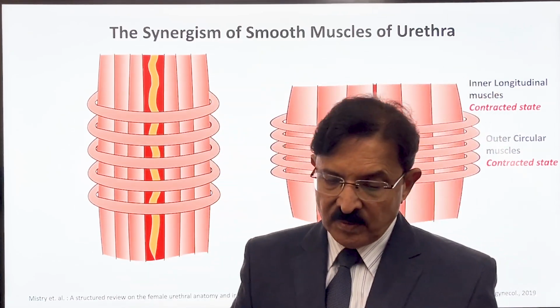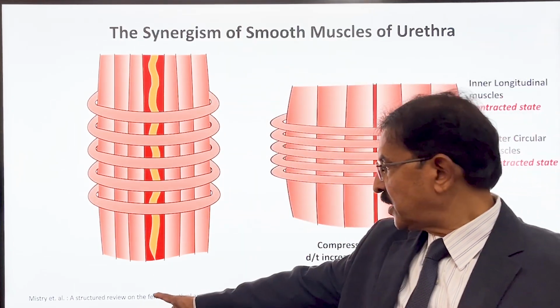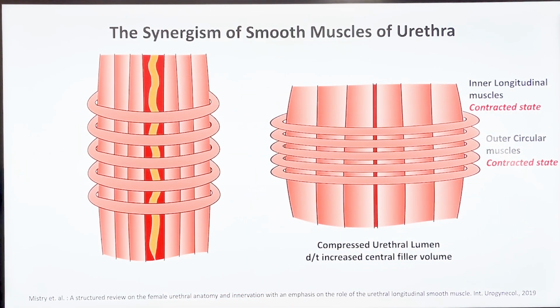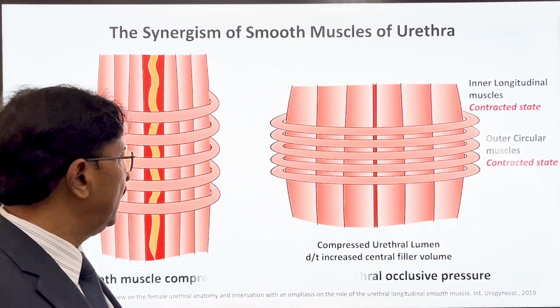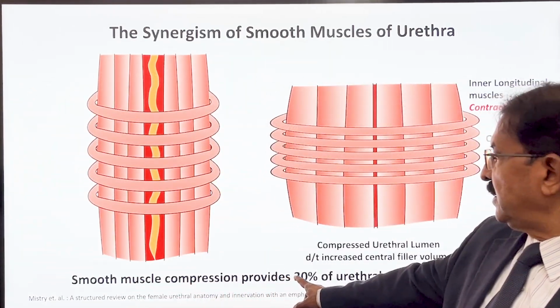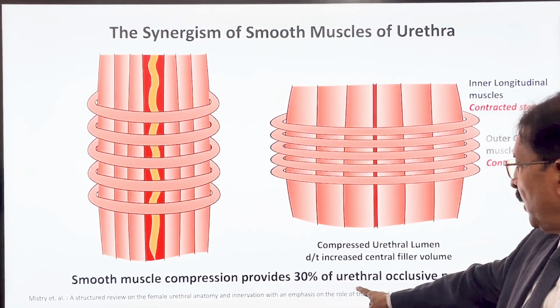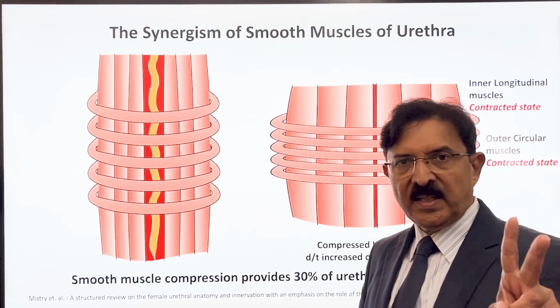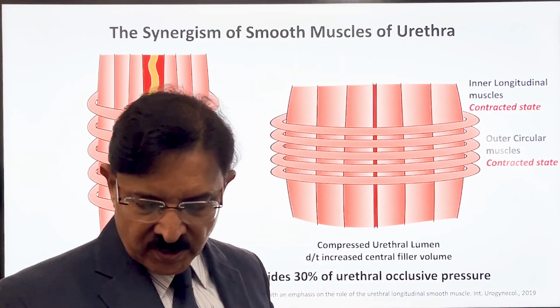And this has been understood very recently by us, and this paper came from Dr. Mistry's group, a structured review of female functional urethral anatomy, with the emphasis on the role of urethral longitudinal smooth muscle, recently in 2019 in International Urogynecology. And this is, I'm talking of human beings. And you should remember that this smooth muscle compression provided by the synergism of both smooth muscles gives you 30% of urethral occlusive force. First 30% came by submucosal cushion. Second 30% is by the smooth muscle function.